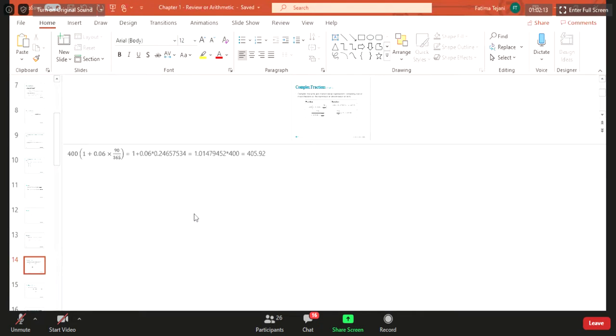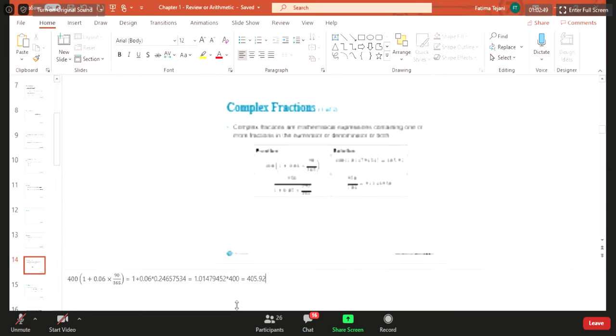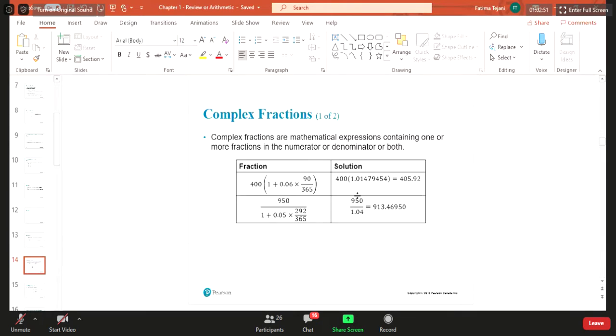So everybody got it. The very first thing you calculate is the fraction. And then you multiply, because according to BODMAS, you have to do the multiplication first and then the addition. So you multiply by 0.06, then add 1, and then again times 400. The answer is 405.92. Okay, let's go to the second one.